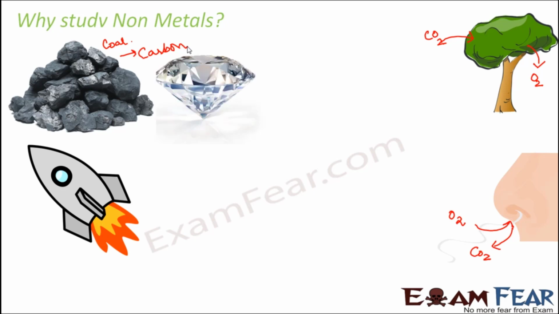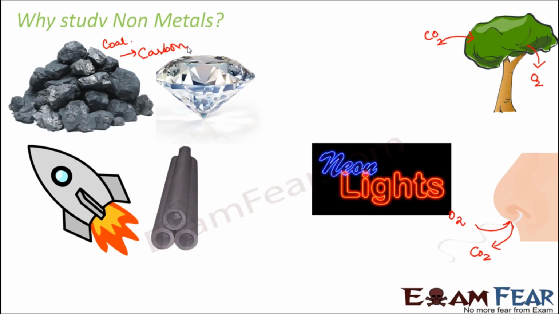Again, diamond is made up of carbon. It is in fact one form of carbon, and diamond is used for making a lot of jewelry. Graphite, which is present in batteries or pencil leads, also contains carbon, which is again a non-metal. The neon lights which you see in shops or in discos or even in the streets are also made up of neon, which is again a non-metal.